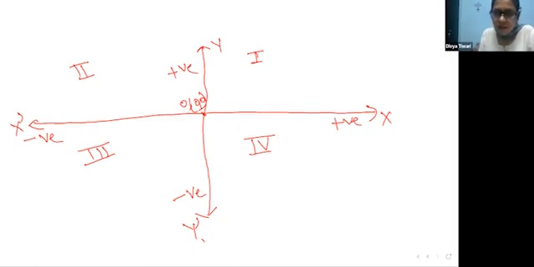So here, when both the values, that is the values of x and y, are positive, then the position of that particular point or object will be in where? In the rectangular Cartesian system, it will be in the first quadrant.